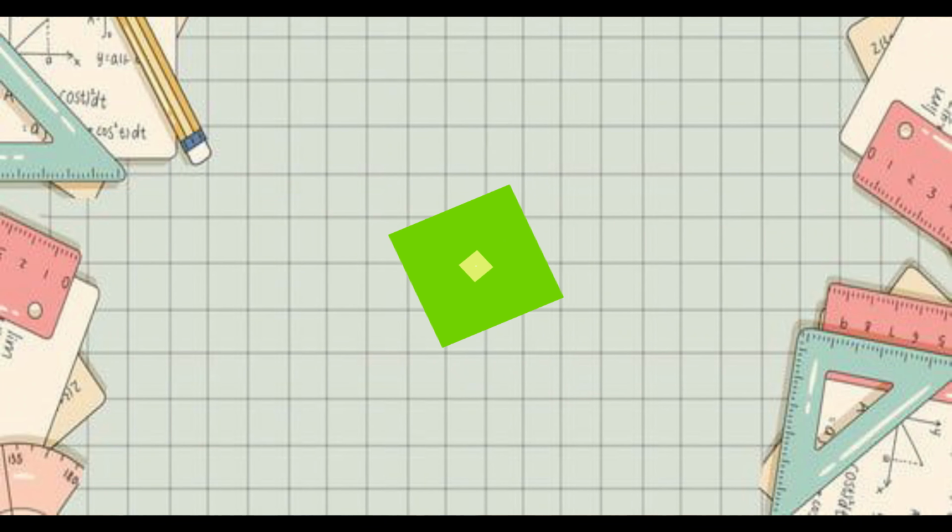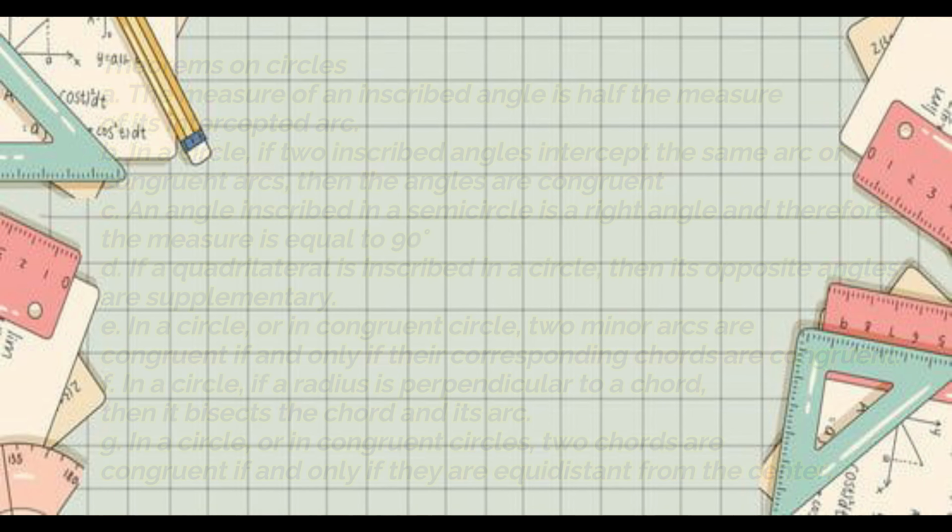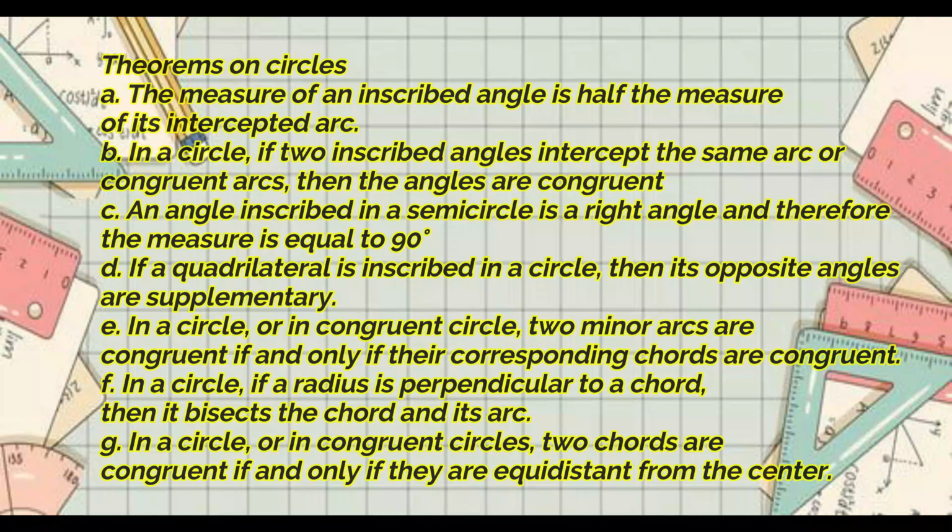Remember these theorems on circles. The measure of an inscribed angle is half the measure of its intercepted arc. In a circle, if two inscribed angles intercept the same arc or congruent arcs, then the angles are congruent. An angle inscribed in a semicircle is a right angle, and therefore the measure is equal to 90 degrees. If a quadrilateral is inscribed in a circle, then its opposite angles are supplementary.